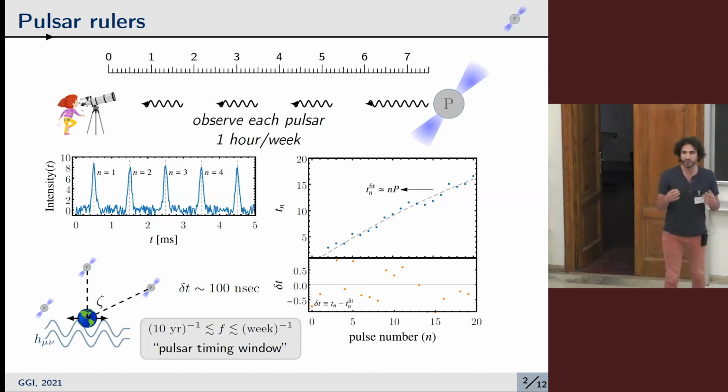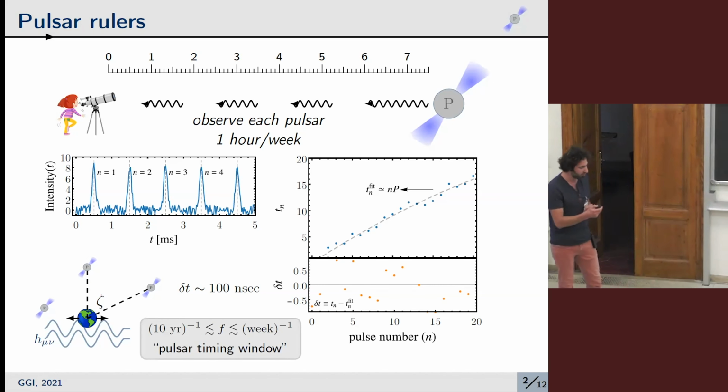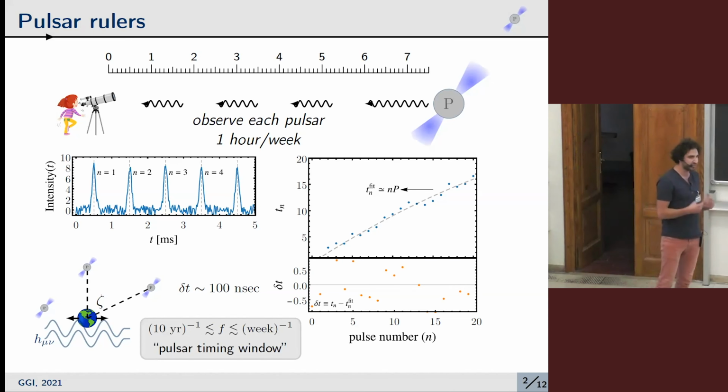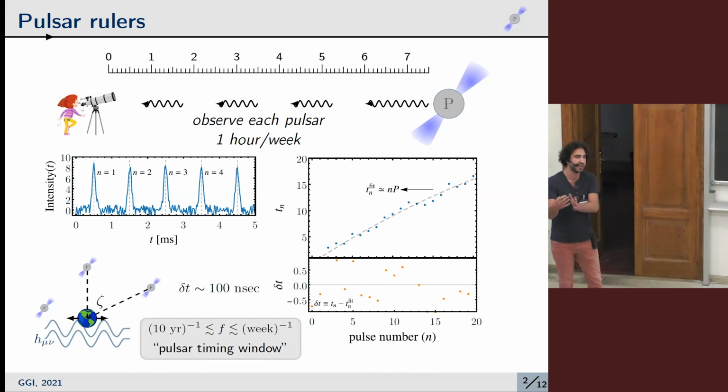Now you cannot look for motion of the Earth at arbitrary frequencies, but instead you can only look in a certain window. That corresponds to motion back and forth with frequencies from about an inverse decade up to an inverse week. I'm going to call that the pulsar timing window. That just means that you're looking at a pulsar once every week or so, and you're doing this for a span of a decade. So that's setting this frequency range.